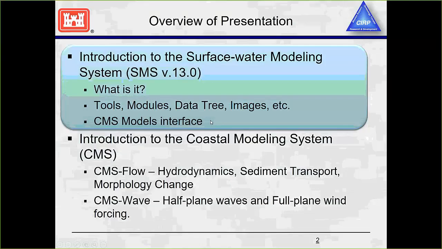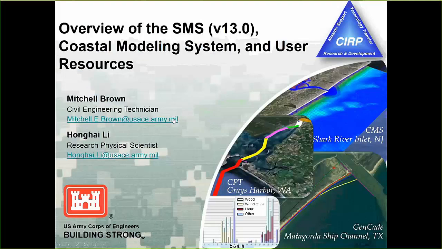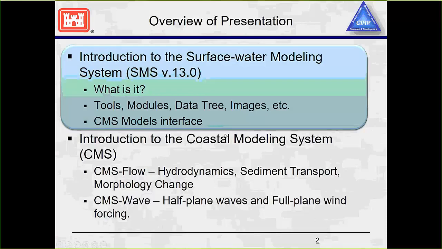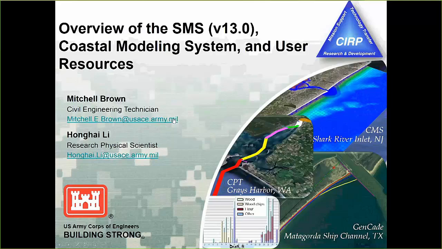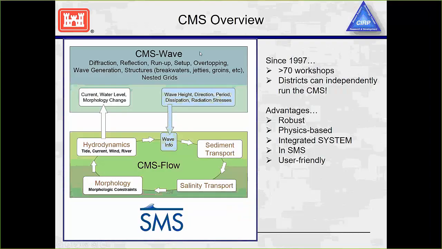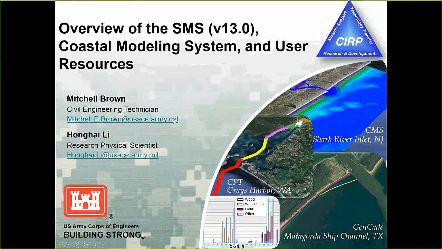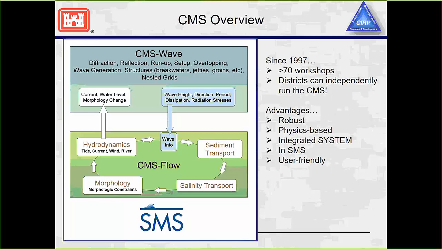So to start off, I'm going to be going over the Surface Water Modeling System, what it is, what we use it for when we're using it with our Coastal Modeling System. This is a little bit older view of our coastal modeling system, how they interact with a wave model and a flow model, and each one does its own components, and then they talk to each other so that we can provide feedback from one to the other through whatever time period that we're going to be simulating.